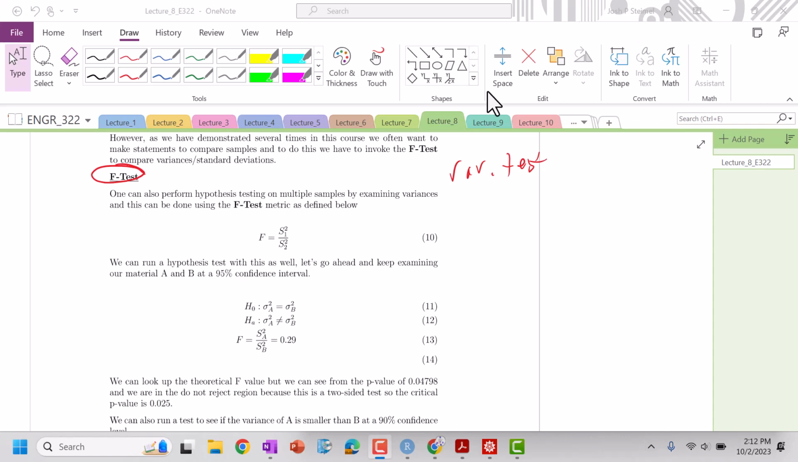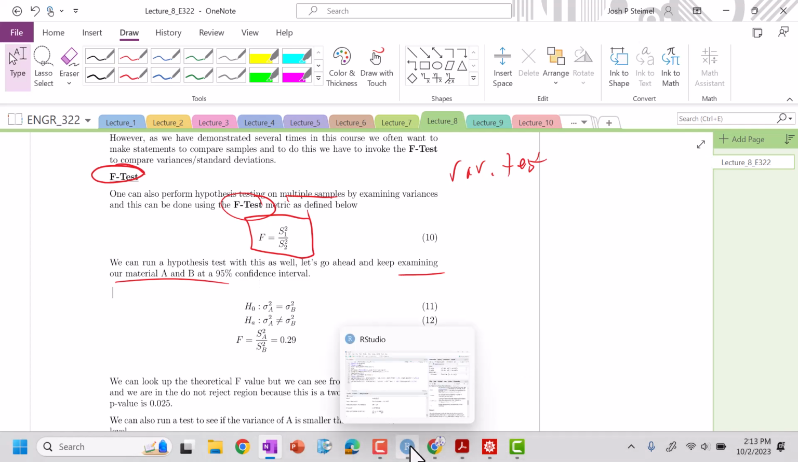All right, so now we're going to talk about the F-test. We can also do hypothesis testing on multiple samples by examining the variance, and we're going to use the F-test metric, as defined below here. Let's do the same type of comparison test, and examine A and B to see if they are different at a 95% confidence interval.